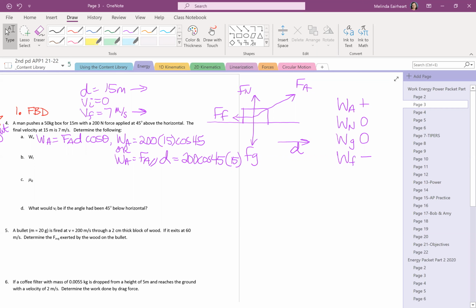Okay, they also tell us the distance, 15 meters. Again, I assumed it was moving to the right, so I had to draw that out. And then 7 meters per second is given as the final velocity. What number can we all make up as initial? We can assume it starts from rest. So I said initial velocity would be 0. Now I'm going to zoom in.